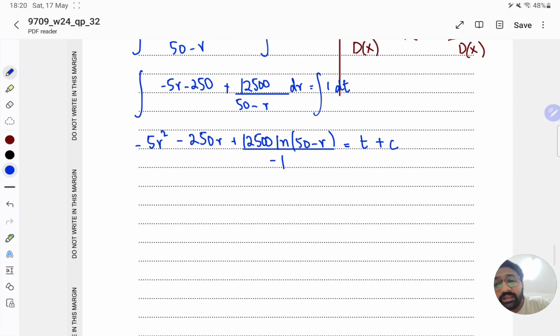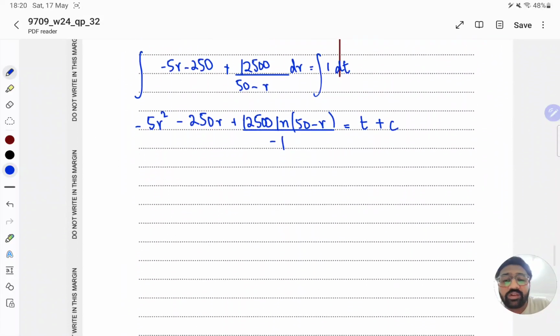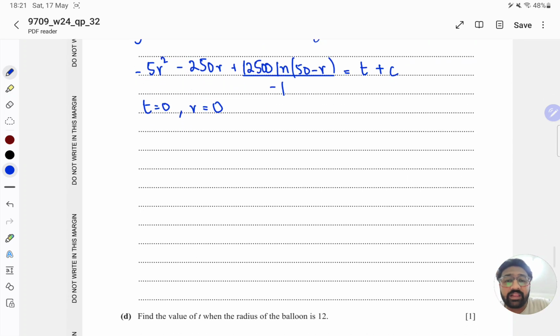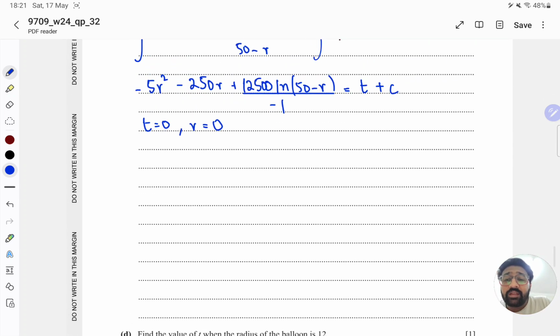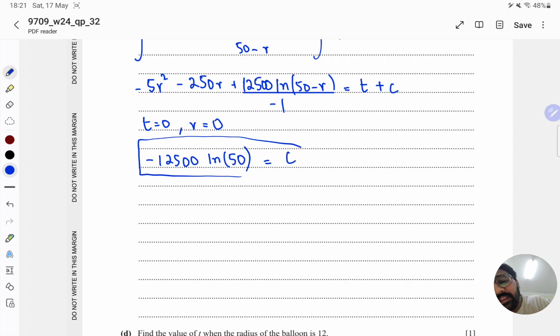So I know that he told me the radius and the time, which were both 0. T is 0, r is also 0. It will help me in finding the value of c. The first term 0, the second term 0, the third term will be minus 12500 ln of 50, and this will be the value of c. Now I have the value of c.